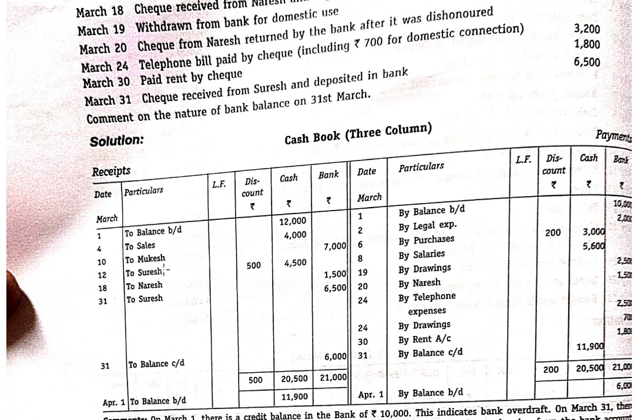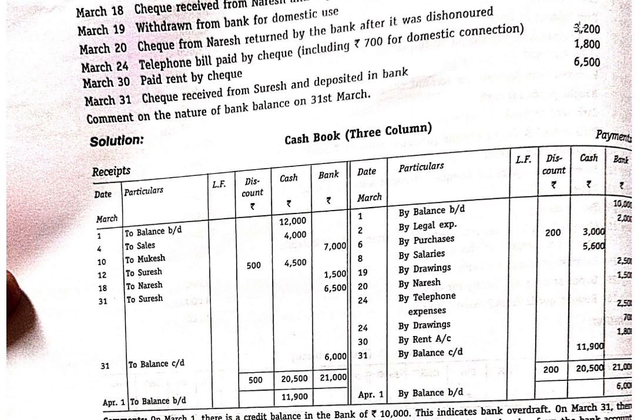Here you wrote what? To Naresh, this one. So it is not cleared. So what I have to write? By Naresh in the bank column, 1,500. Clear? Now again next, telephone bill paid by check including 700 for domestic connection. Telephone bill paid by check. So again bank column. So what I have to write in March 24? Here it is by check including domestic connection 3,200.